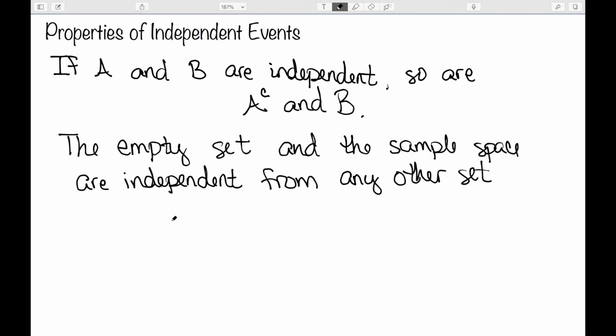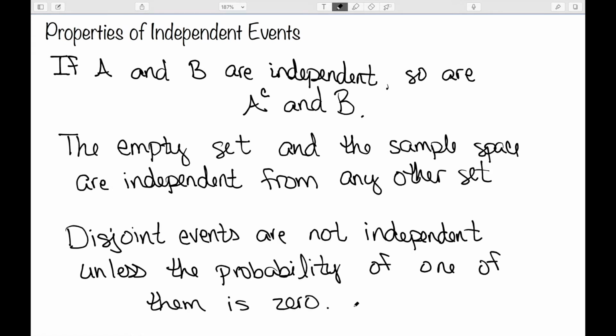Next, the empty set and the sample space are independent from any other set. Finally, disjoint events are not independent unless the probability of one of them is 0. So let's look at a couple of examples of using this.